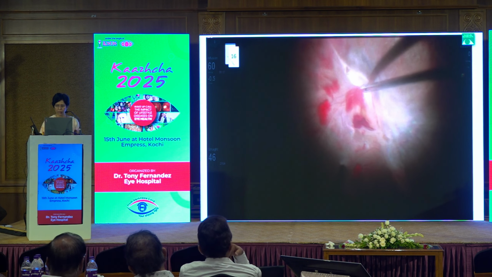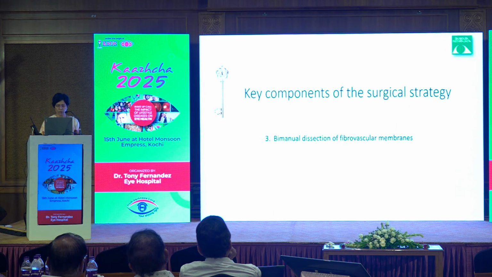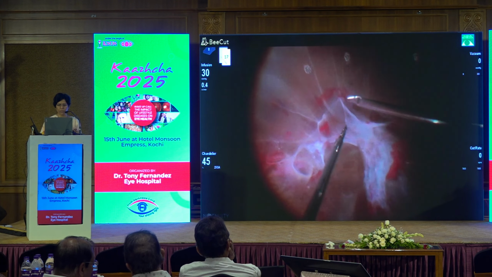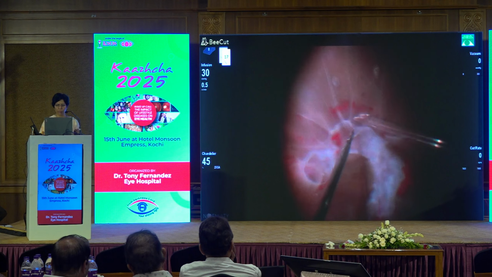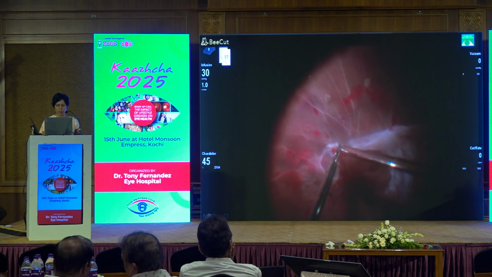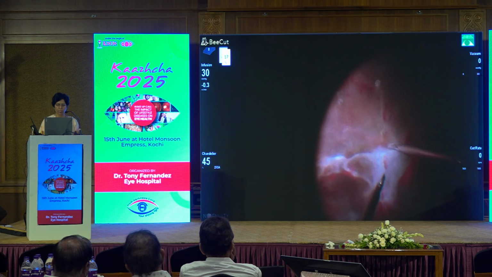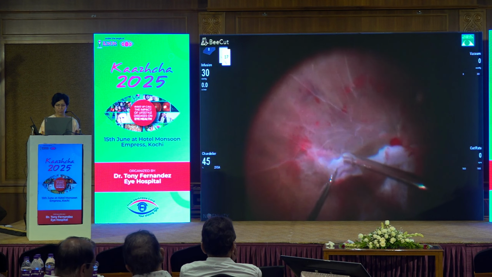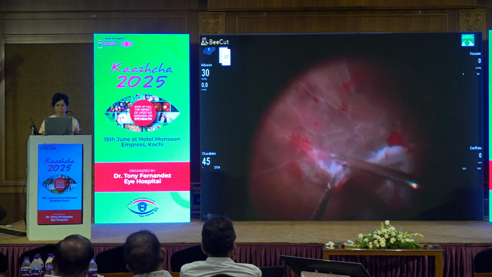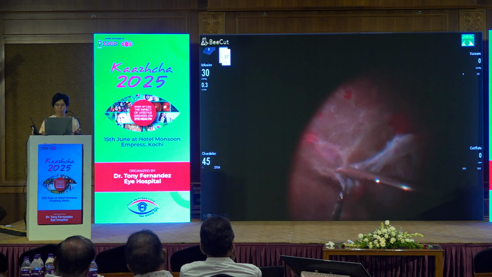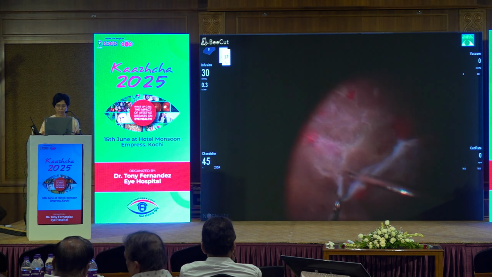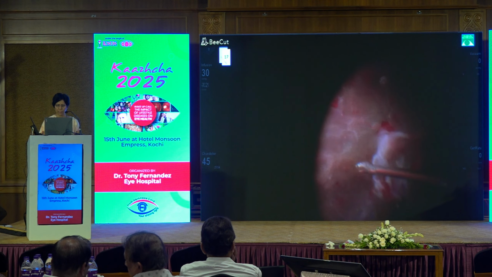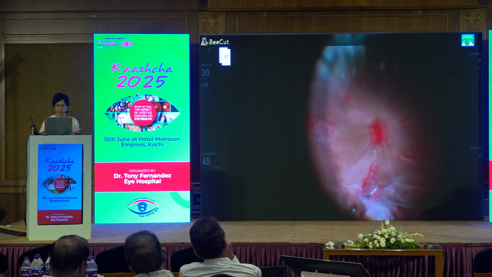So for want of time, maybe I will just go forward. The second key is sometimes you may have to do a bimanual surgery. In combined retinal detachment or in very extensive prolifs, it will be very difficult to do unimanual surgery. Bimanual surgery with the help of a chandelier, when you have forceps in one hand and the scissors in the other hand, can give you much more stability, and it will be easy for you to lift the membrane and cut the adhesion points. So this may give a slightly better outcome than struggling with just one hand.